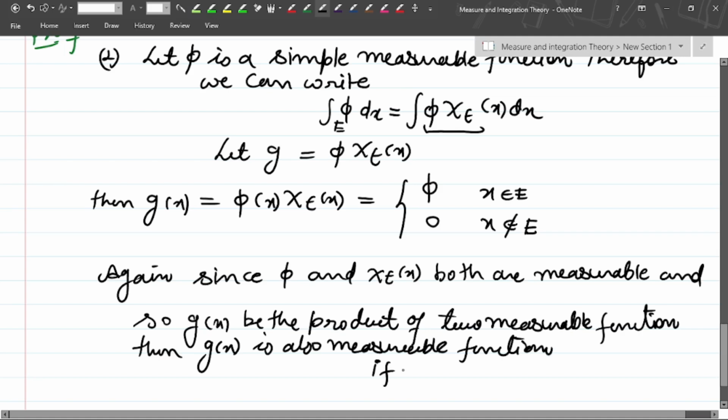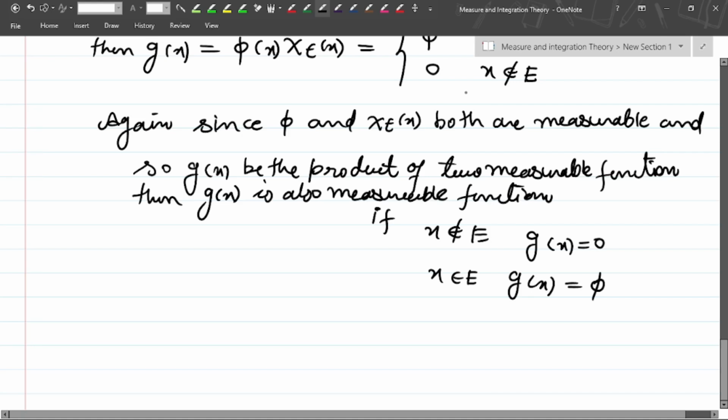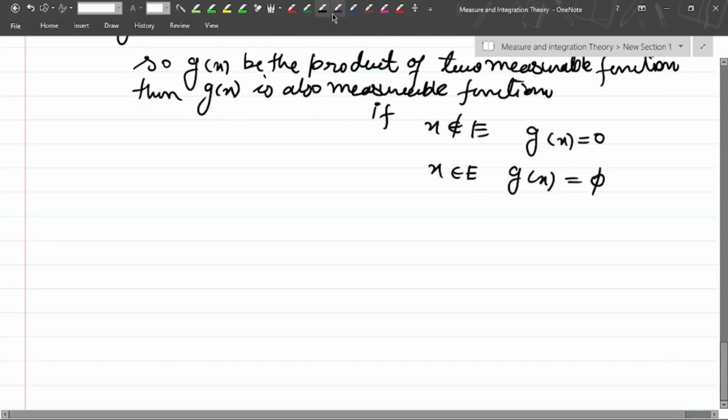It means that if x does not belong to E, then g of x is equal to 0. If x belongs to E, then g of x is just phi of x. Now, if x belongs to this, then x belongs to A1 intersection E.